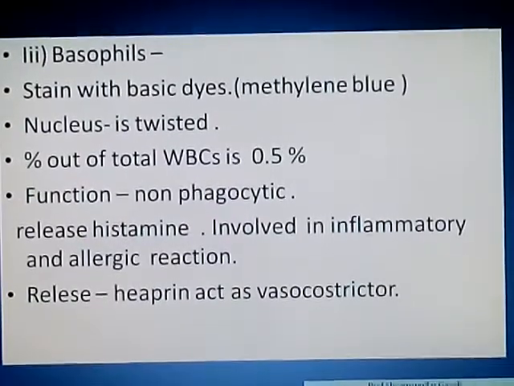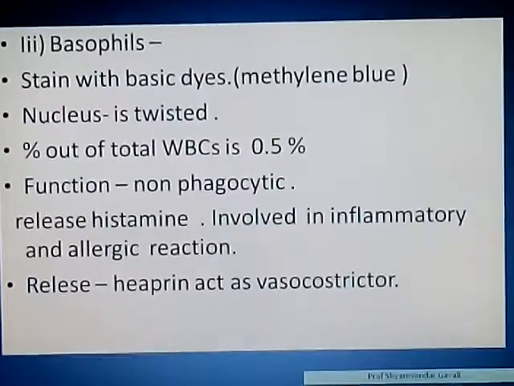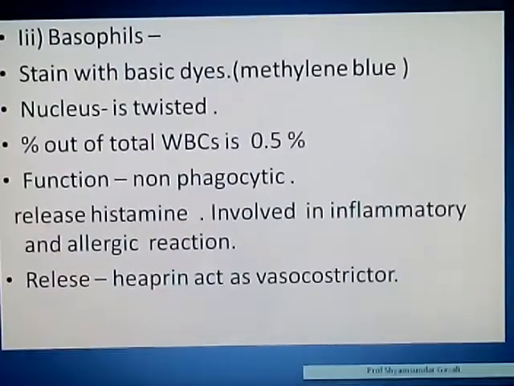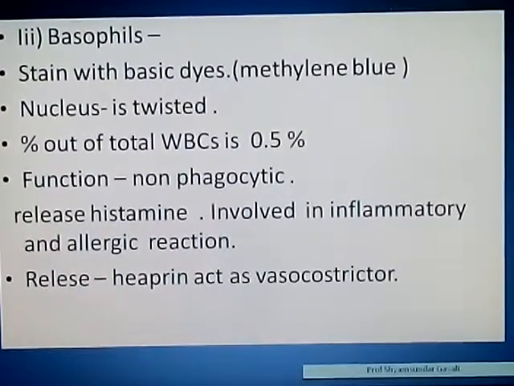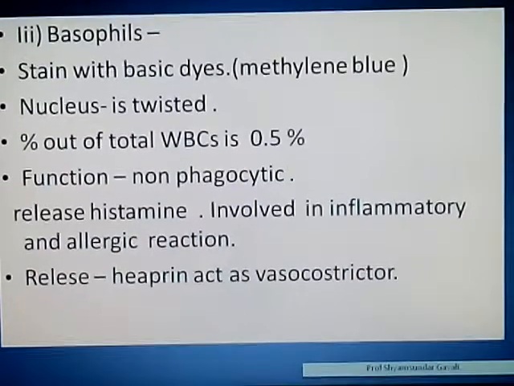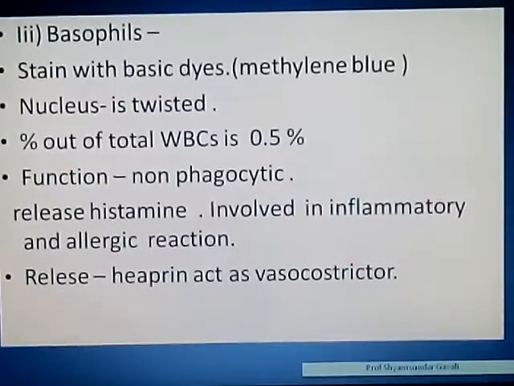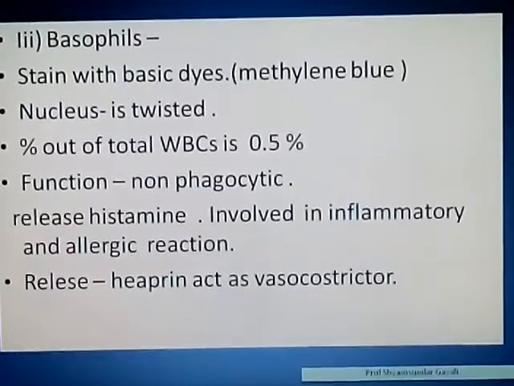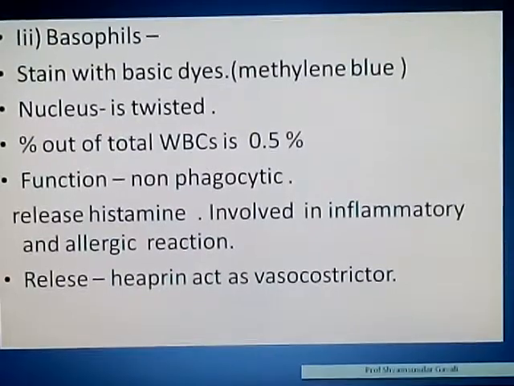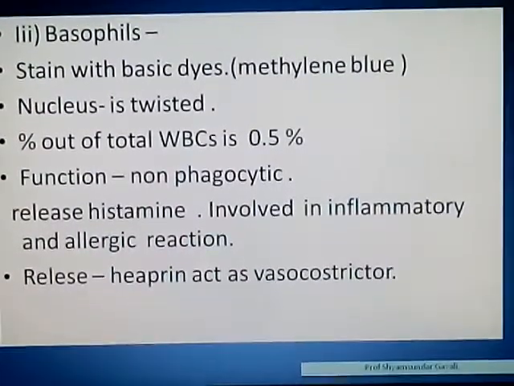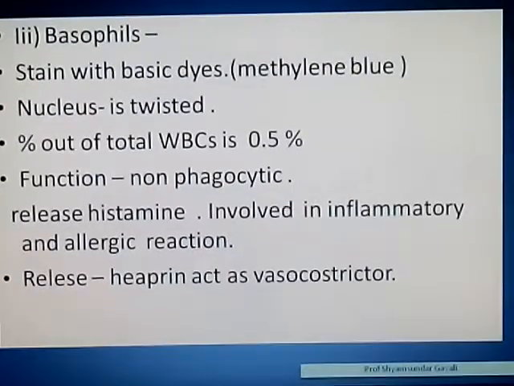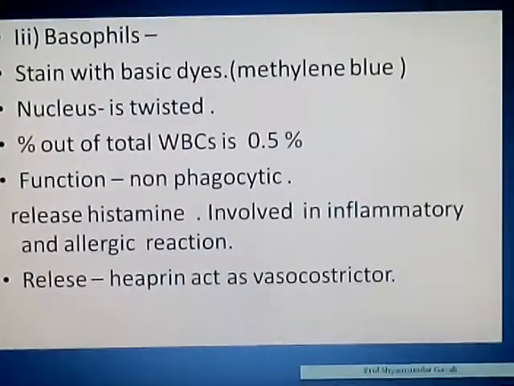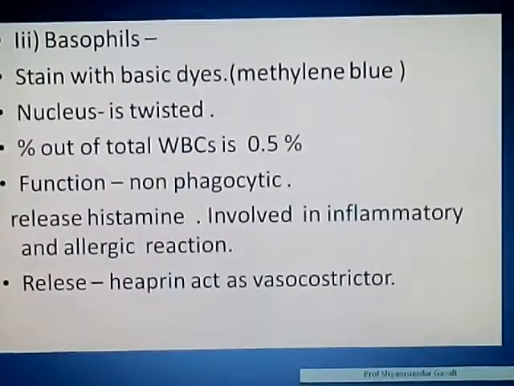These are the functions of what? Histamine and heparin. Sorry, heparin acts as an anticoagulant, not a vasoconstrictor. Heparin acts as what? Anticoagulant. It does not allow the coagulation of blood. Correct it. It is not a vasoconstrictor. It is an anticoagulant which does not allow the coagulation of blood.